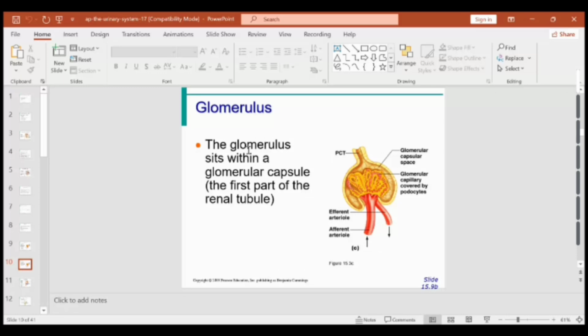So the glomerulus is located within the capsule. We have the capsule here, and in between we have a dense connection of capillary bed, which we call the glomerulus.